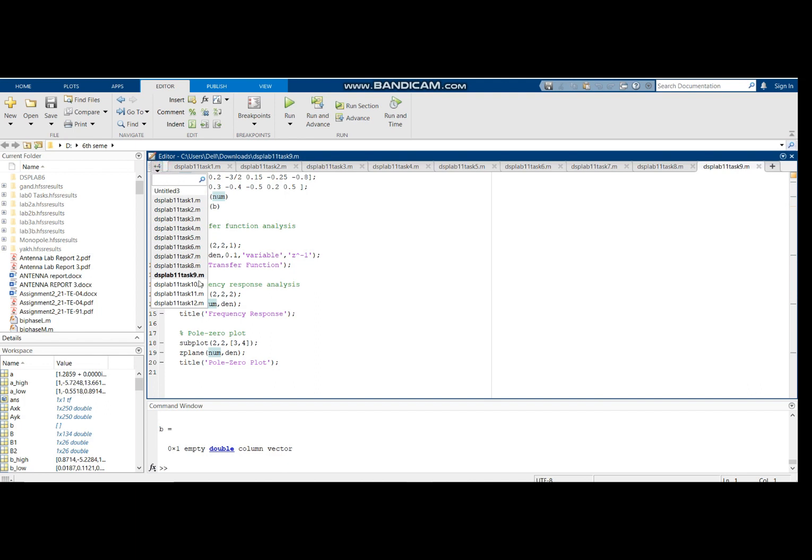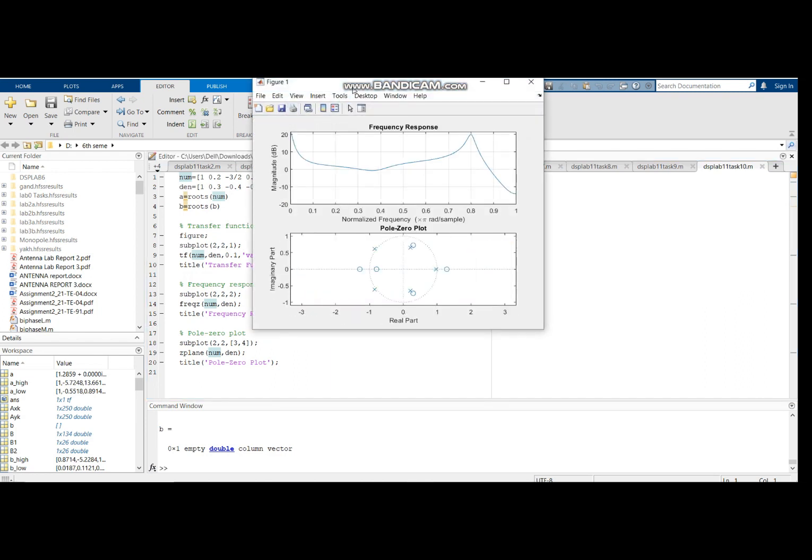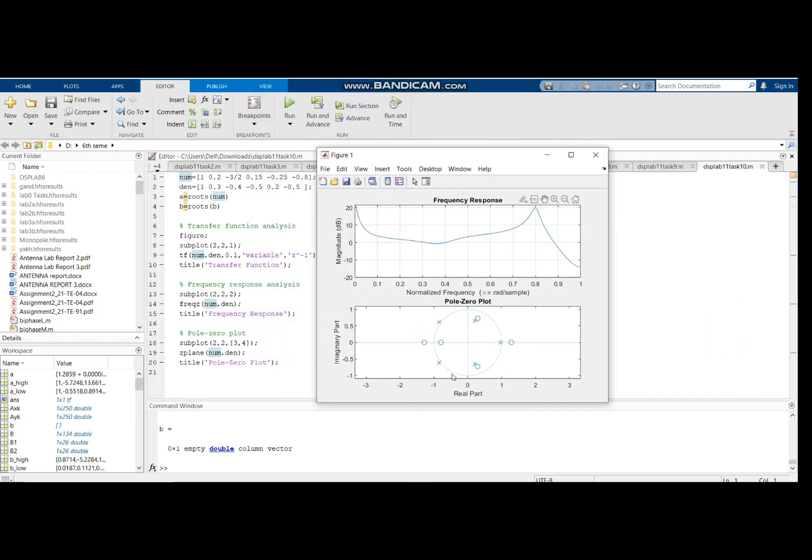Now moving towards task 10. By running it, we can observe the z-plane output. Here we can see that two poles are almost outside the unit circle, and a single pole lies on the unit circle. So the system becomes unstable.